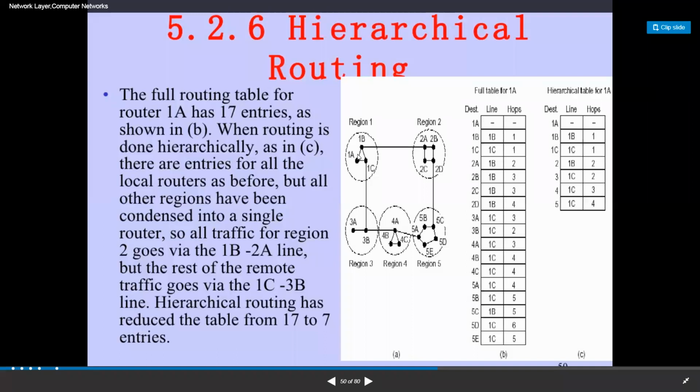The hops will be 1, 2, 3 and 4. The line will be 1B. See here, 1A to 2D, the line will be 1B and the hops will be 4. Now 1A to 3A.